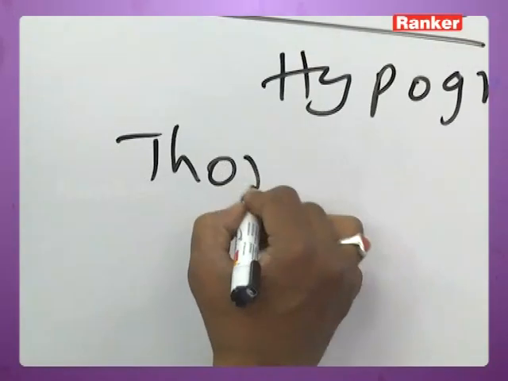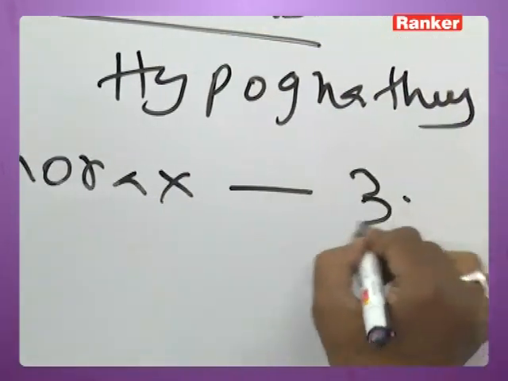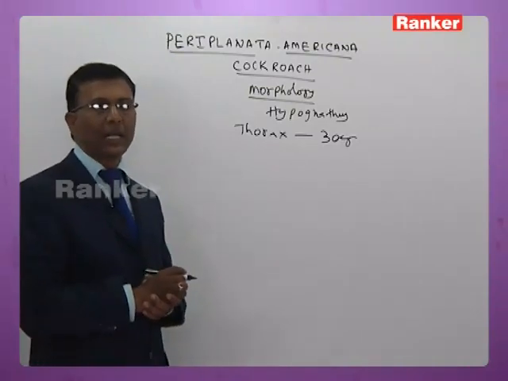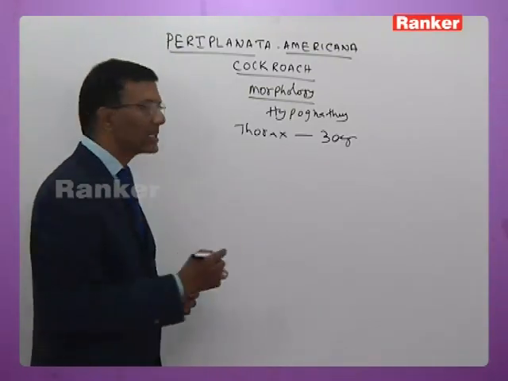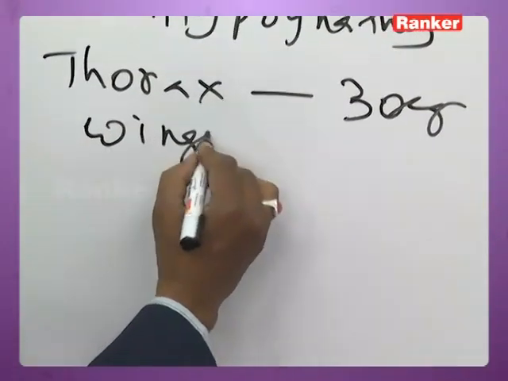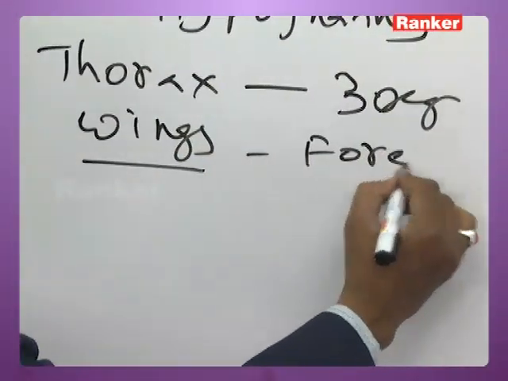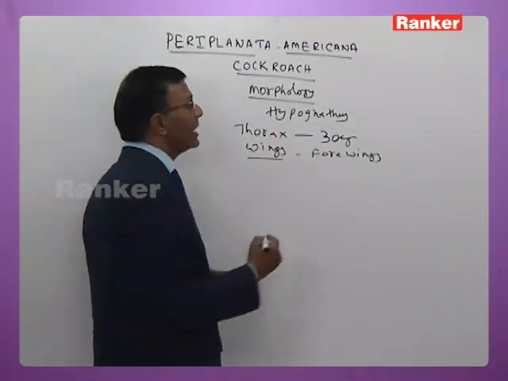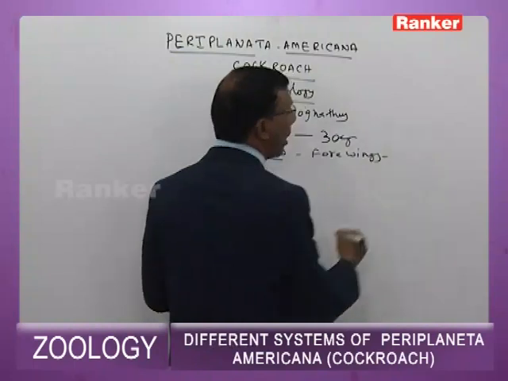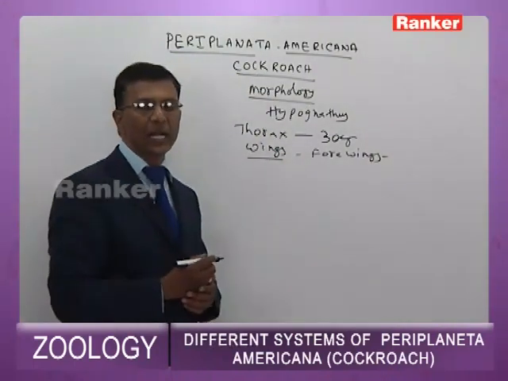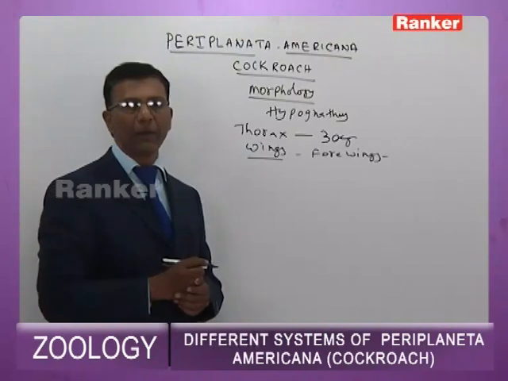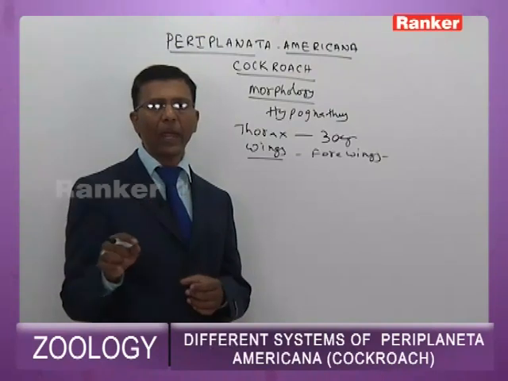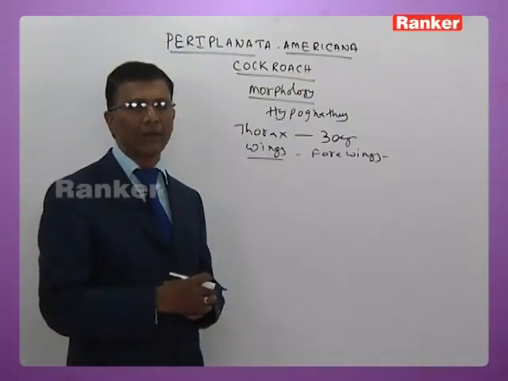Next, the thorax is three segmented, with prothorax, mesothorax and metathorax. The appendages of the thorax are wings and legs. Two pairs of wings are present. Two fore wings are attached to the mesothorax. They are longer than the body, dark reddish brown in color, opaque, extend beyond the abdomen, and they do not help in flight.